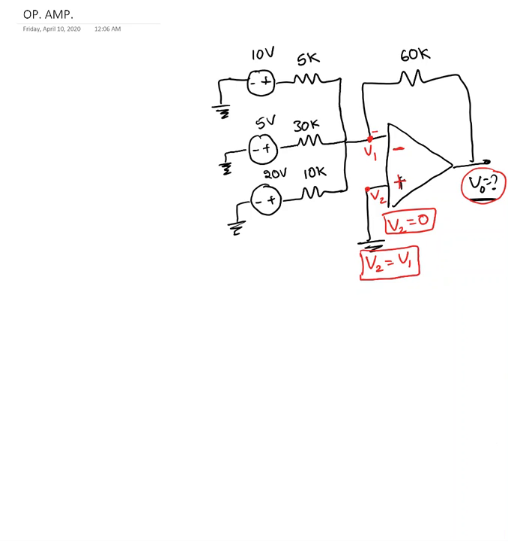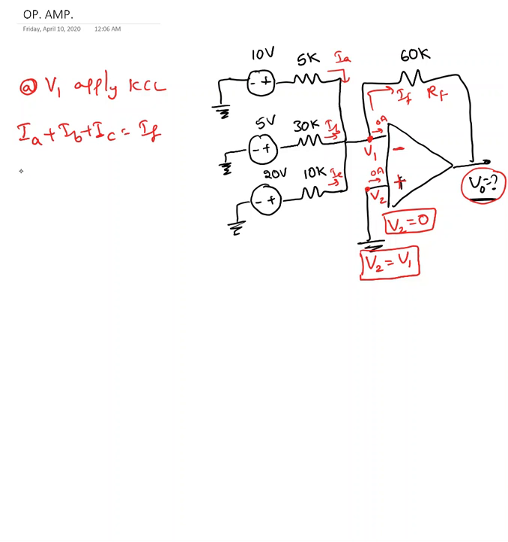Another important point we need to remember, there is no current entering into the operational amplifier here. Now this is a summing amplifier, our goal is finding V naught. Okay, at V1 apply KCL. Okay, if I apply KCL, I'm going to take this current as IA, IB, IC, and this current as IF. This resistance, I'm going to take that as RF.